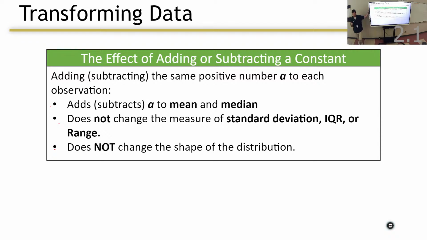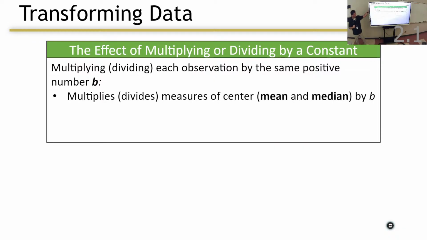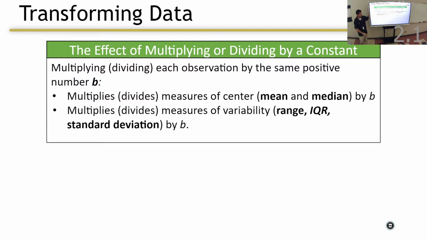Okay, now the multiplication. It's going to multiply or divide the mean and the median. If I'm dividing, it's going to divide it. If I'm multiplying, it's going to multiply it. Both the mean and the median. But not only is it going to change the mean and the median, it's also going to change the range and the IQR and the standard deviation. It will change all three of those. So now we know this, right? Multiplying changes the center. It also changes the spread. Addition only changes the center.